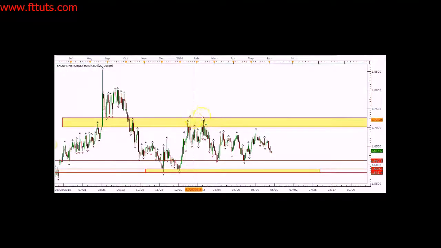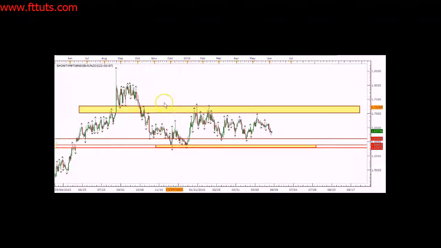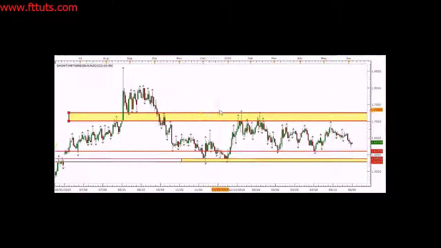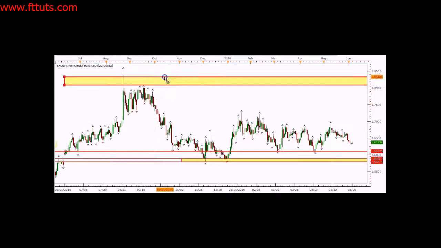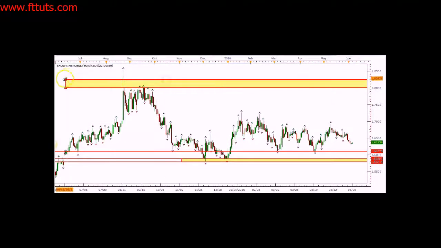All right, so that's what I really wanted to look at, showing you how to draw the zones. Now, here's a big zone. This is a zone I wouldn't even draw on my chart. It's excessively big.